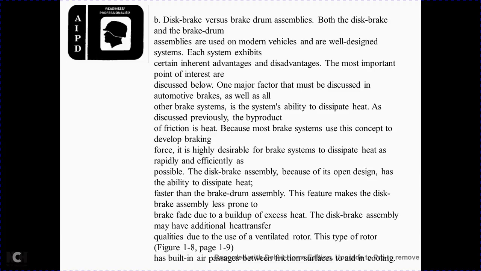The disc brake assembly, because of its open design, has a greater ability to dissipate heat than the brake drum assembly. This feature makes the disc brake assembly less prone to brake fade due to the buildup of excessive heat. The disc brake assembly may have additional heat transfer quality through a ventilated rotor. Figure 1.8, page 419, shows a built-in passage between the friction surfaces to aid cooling.